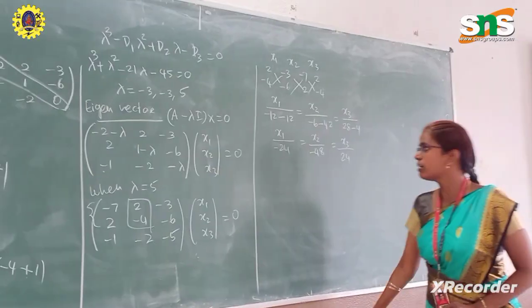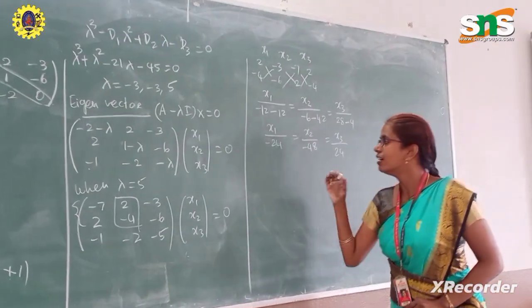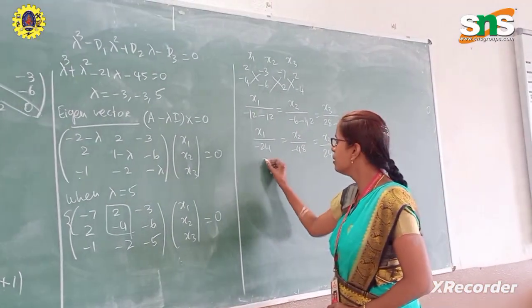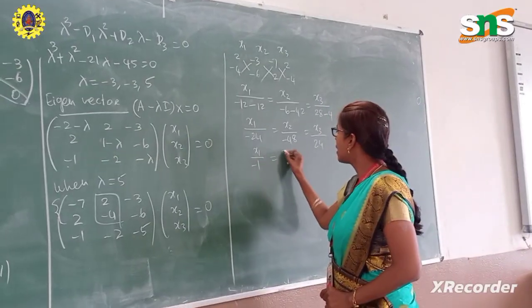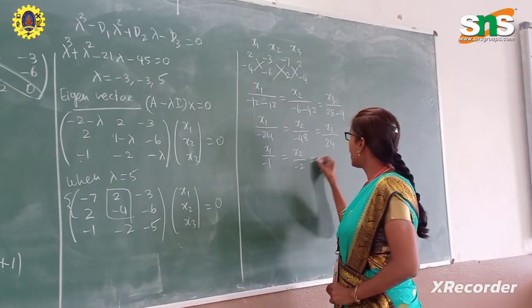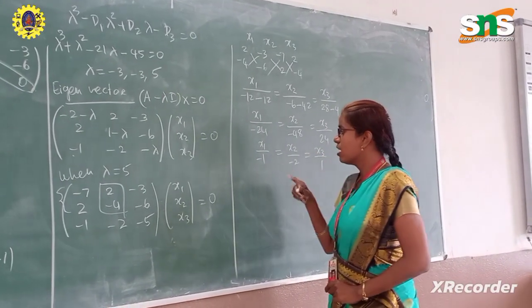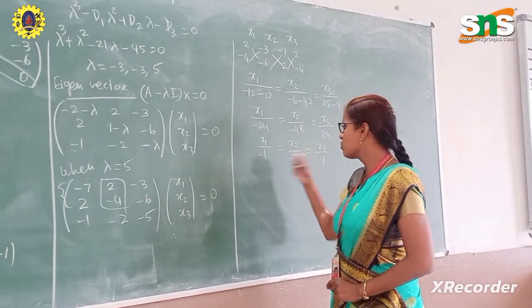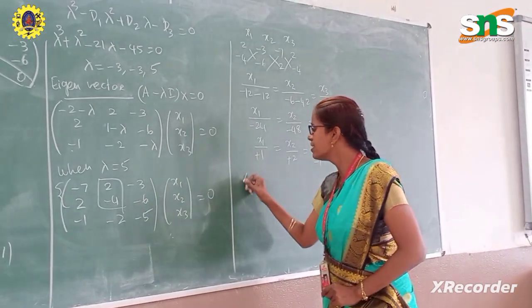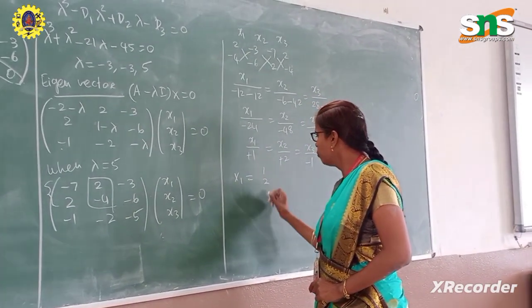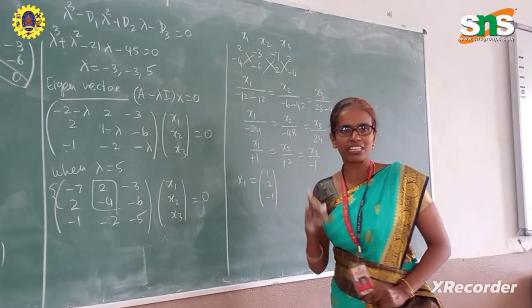Anything is common? Yes, 24 is common. You can leave 24 as common term. So x1 by minus 1, and x2 by minus 2, and x3 by 1. You can divide minus also. So finally we are going to get the answer as x1, x2, x3 equal to 1, 2, minus 1. One eigenvector is over.